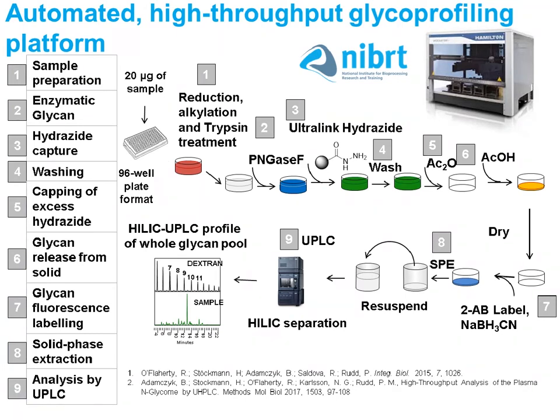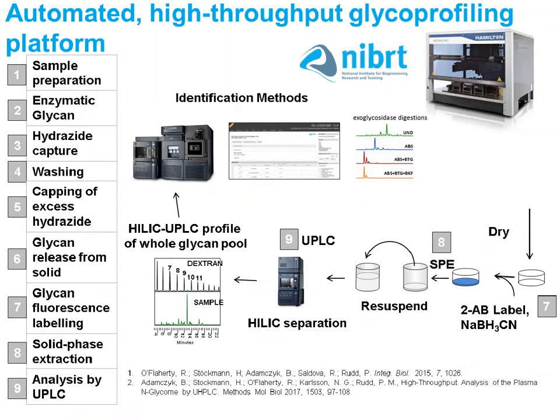What we did was we generated GU values, which is comparing our LC profile to a dextran standard. And these GU values can be fed into a database called Glycobase, which was developed in NIBRT, but which has now migrated into a database called GlycoStore, which has an array of GU values for distinct glycans. So that's one method of identification that we used. We also used mass spectrometry, LC-MS. And we also used a cocktail of exoglycosidase digestions, so enzymes which clip off certain structures, so that we could identify what structures were found in our sample.